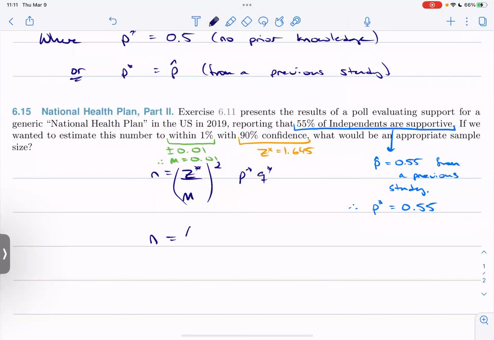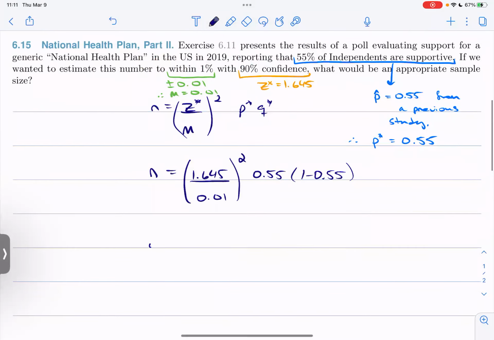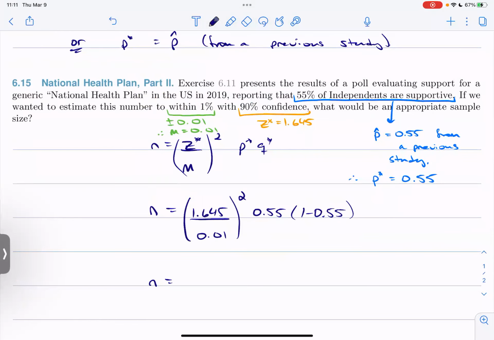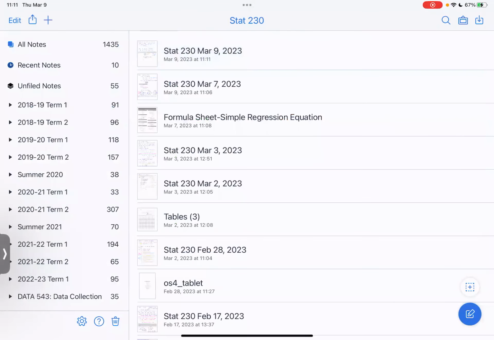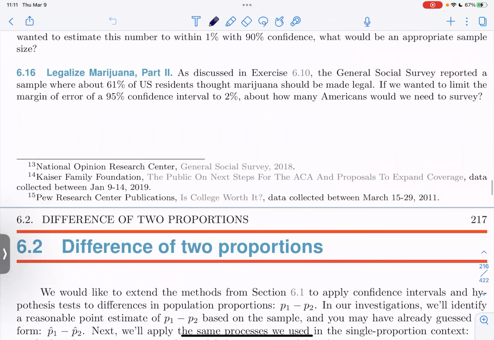We have n is 1.645 divided by 0.01, squared, times 0.55 times 1 minus 0.55. I forgot the previous page of my notes, so I'm going to have to find it. It's exercise 6.15, wherever that is. Let's see here. Page 216.